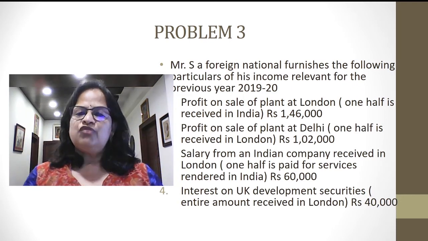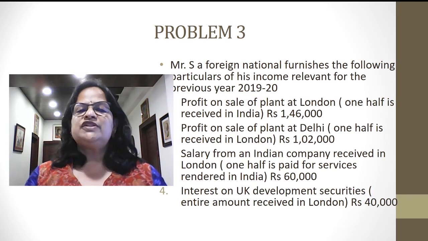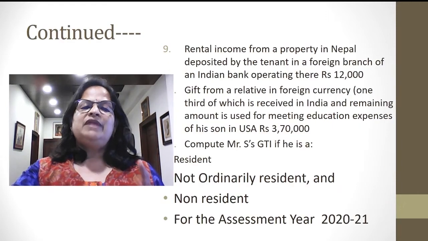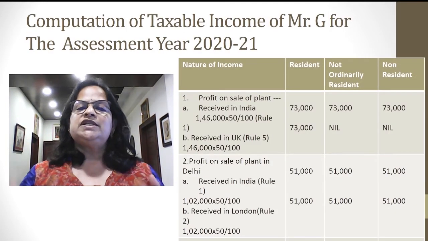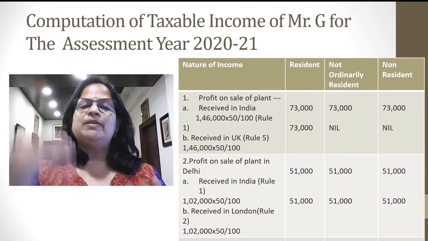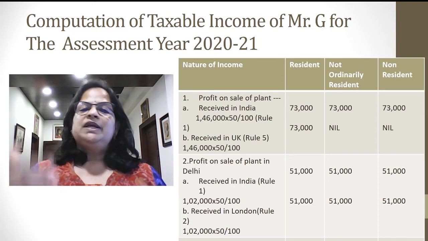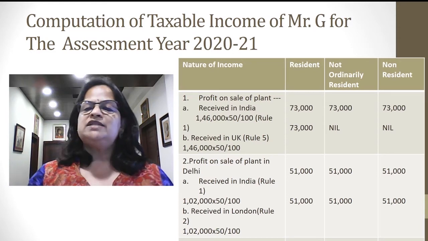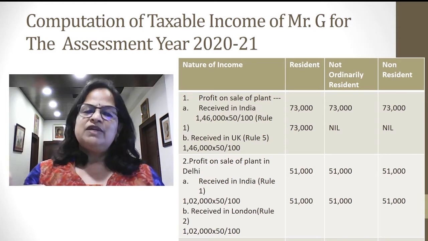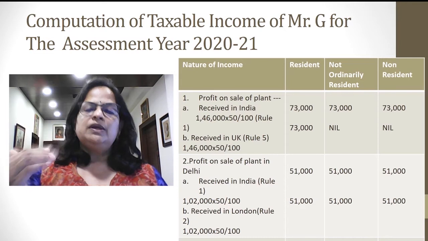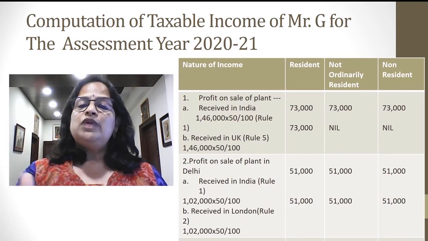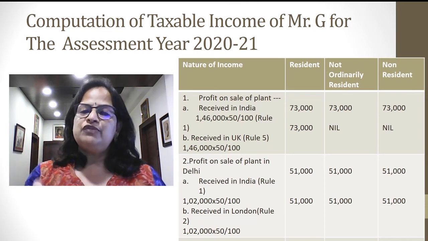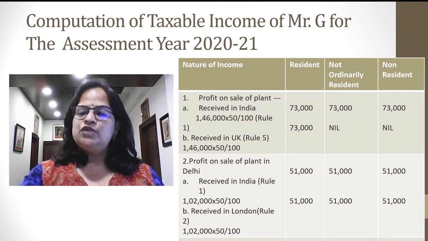Profit on sale of plant at London, one half is received in India, 1,46,000. Please remember, when an income is received in two countries, you are dividing it into two subpoints. First one is received in India. Indian income, rule number 1, it will be taxable in all cases. Second one is received in UK. You have to remember, it's rule number 5. It's not business income or professional income, taxable only for the resident. Other two cases, it will not be taxable.